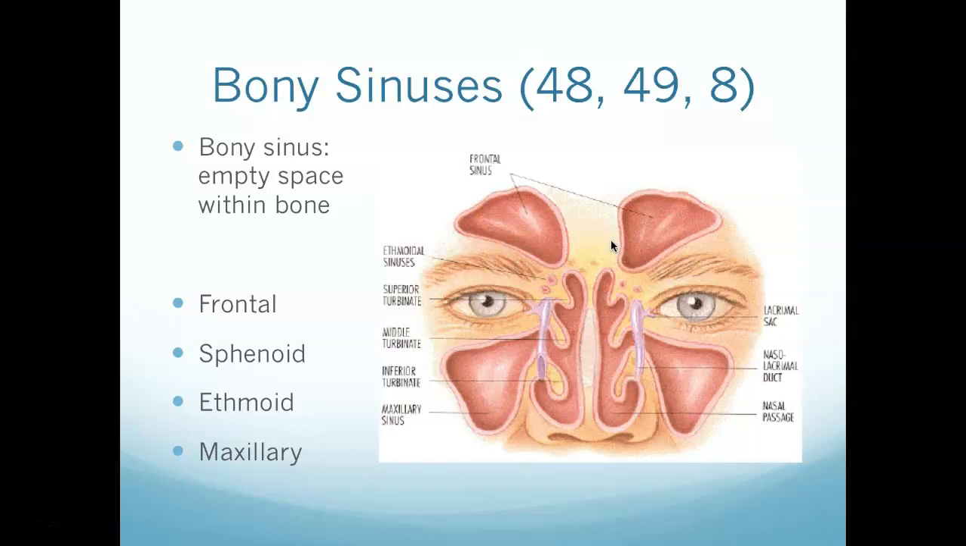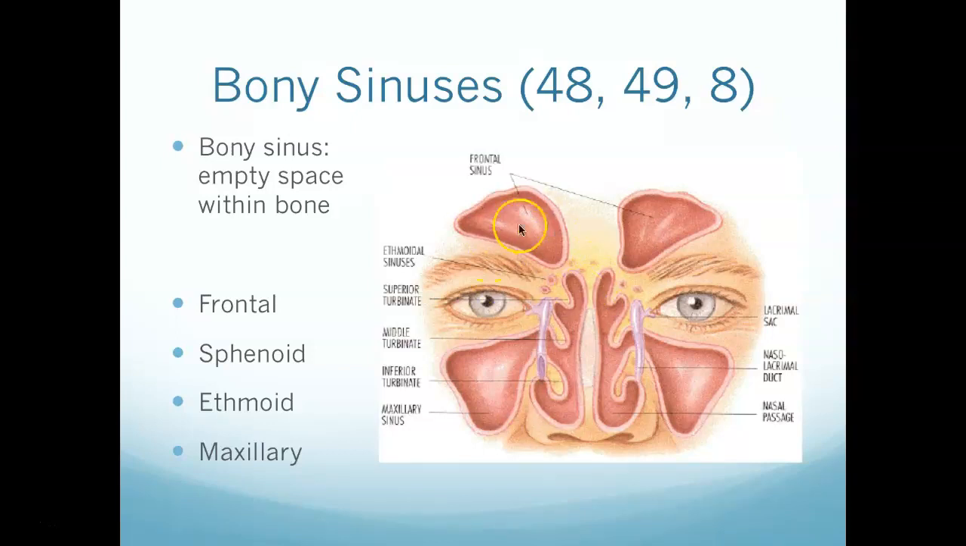A bony sinus is an empty space within bone. It is lined with mucous membranes, and we have them named according to what bone they sit within. So first we have your frontal sinus that's located within your frontal bone. We have your sphenoid sinus, which you don't see the best here. I think I have another slide with a different view for you to see that.